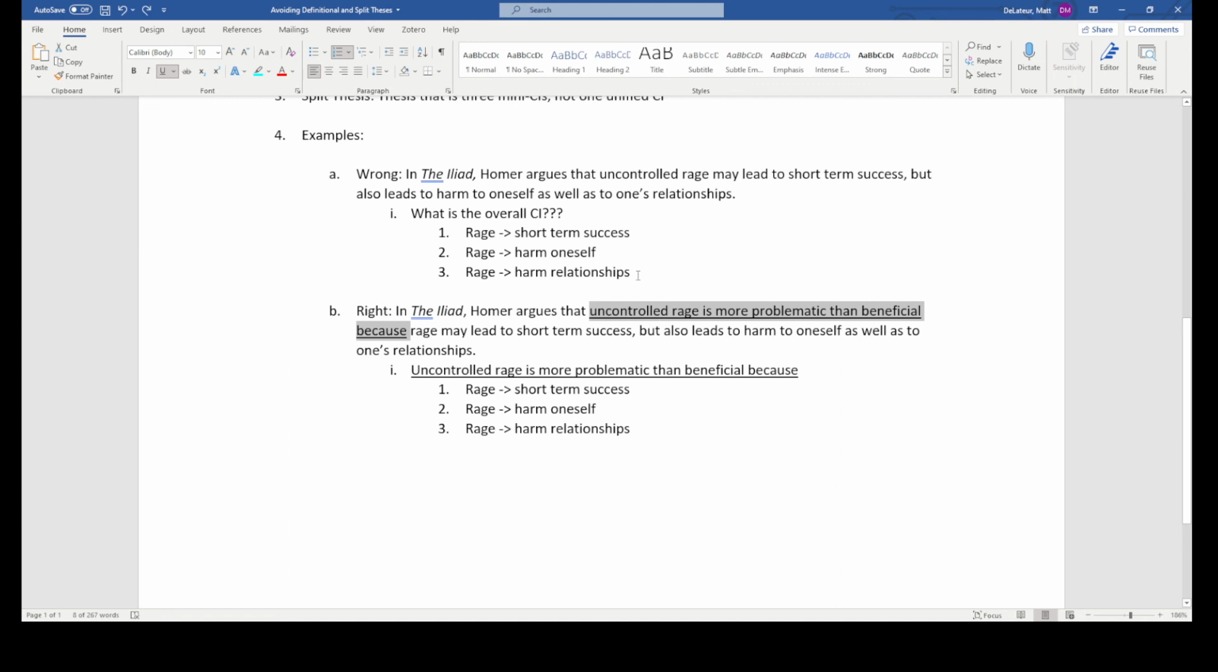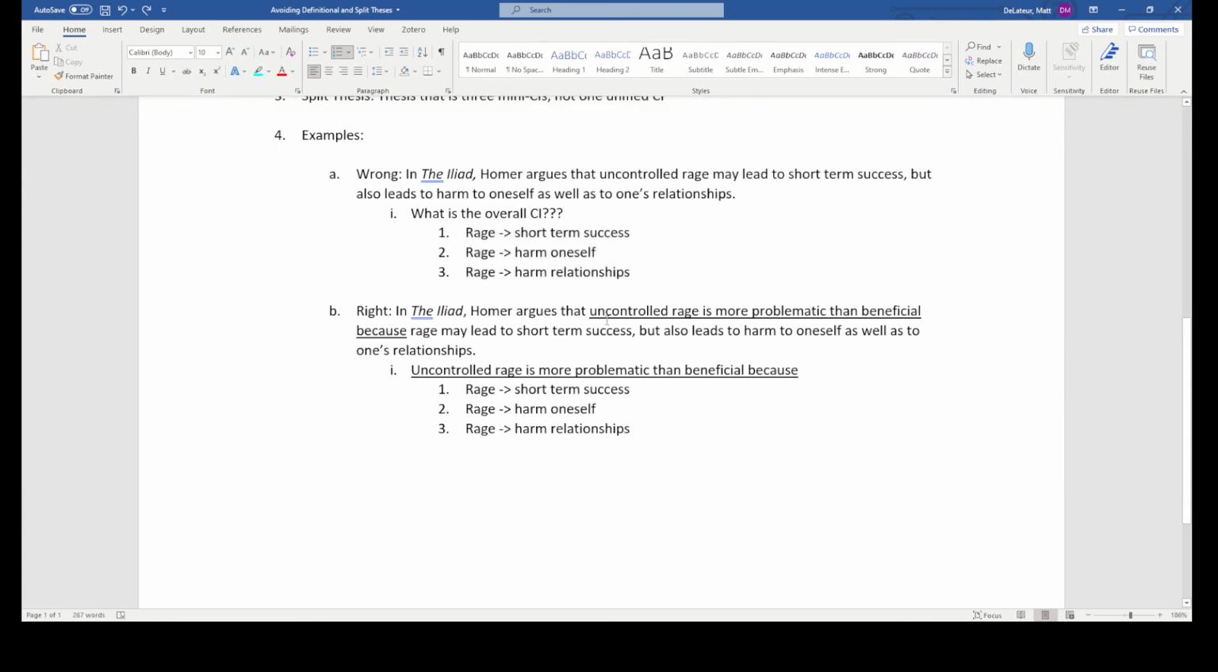And now we can use all of that good work and conceptualization that was in the split thesis. It's totally recyclable. It's all good stuff. We can salvage it, right? We can take that stuff and turn it into subpoints because rage may lead to short-term success, but it also leads to harm to oneself as well as to one's relationships. So it's all about finding what ties these things together.